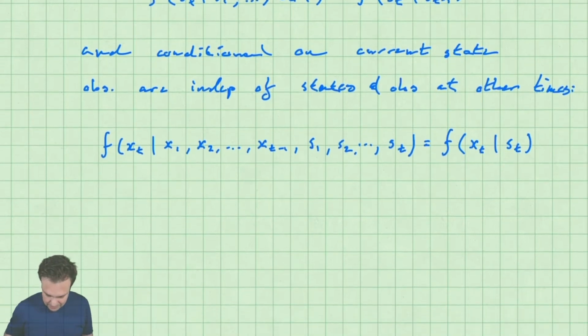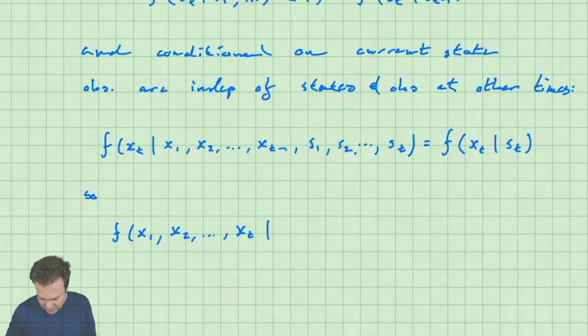All right. And so there's another way you can express this. Therefore, if you had a sequence of these, you can write f of x1, x2, up to xt, given s1, all the way up to st. This thing is just equal to a product for n equals 1 to t of these simpler things.